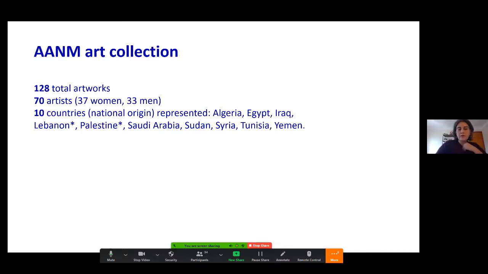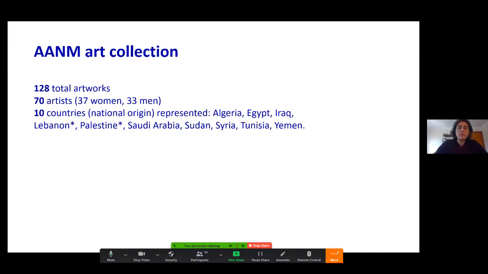We have an art collection, like I mentioned, and it's clearly not a very large collection. We have a total of 128 works made by about 70 artists, 37 women and 33 men. Like I said, these are mostly donated to the museum. There's maybe been a few that we've been able to purchase, but not much. And the artists represent 10 countries.